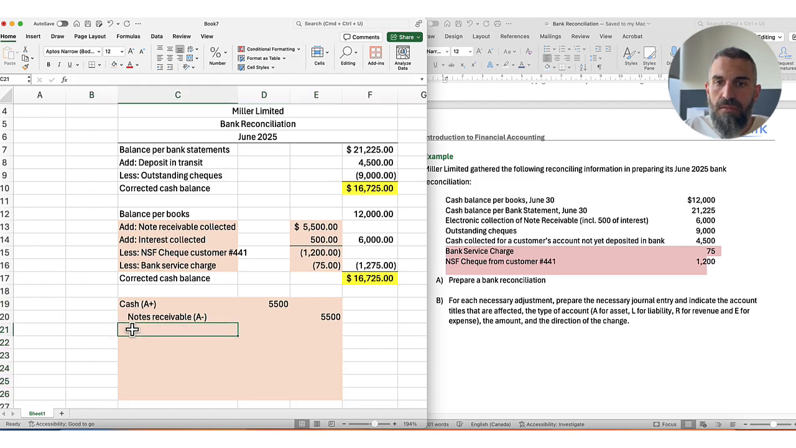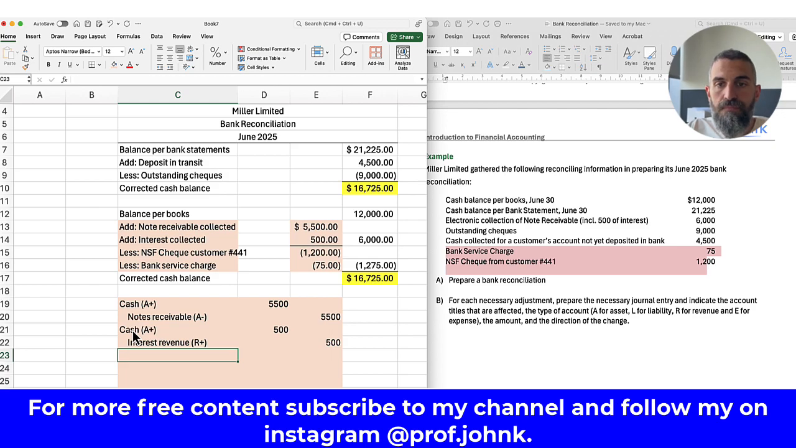Interest collected. Okay, interest collected. I got cash, $500, and I'm collecting interest. So interest revenue, which is a revenue, $500. That's simple.